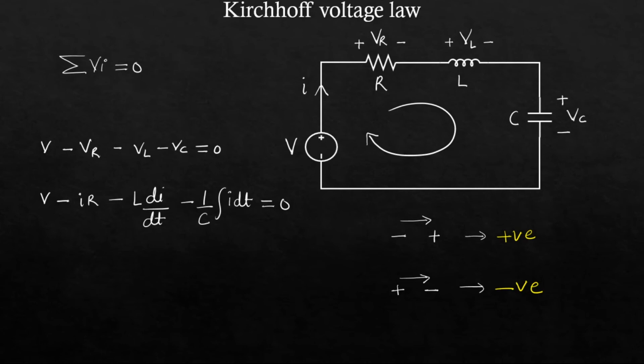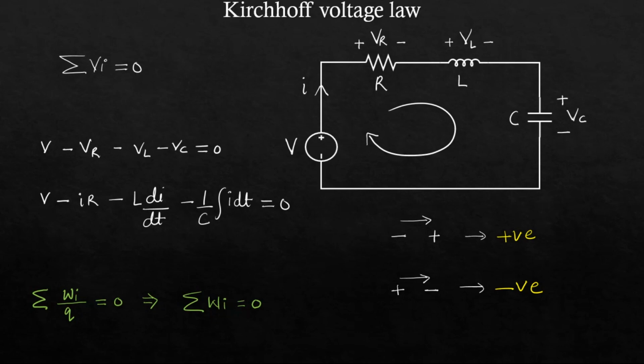Now, potential is work done per unit charge. So according to KVL, potential equals work done per unit charge equals 0. Basically, potential is the energy required to move a unit charge from one point to another. That is the meaning of work done per unit charge. So from here we get work done equals 0. Net work done in a closed loop is equal to 0, which implies that the energy of the system is conserved. So KVL is based on conservation of energy.